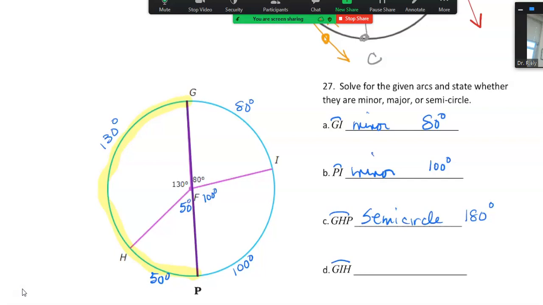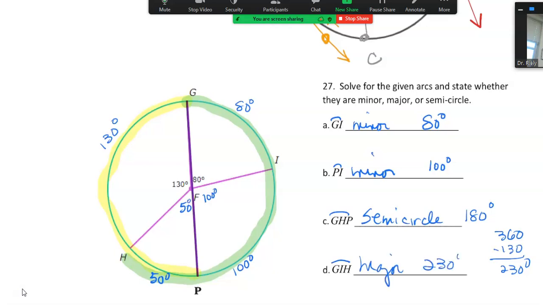So that makes this, well, let's look. I'm going to change my highlighting color to green, and GIH, where does that go? GIH. So that's everything but the 130. So what I can do is I can say 360 minus the 130 that's not included gives me 230 degrees. It's a major arc, and it's 230 degrees. What else could I have done? If I didn't want to do subtraction and I prefer to do addition, I could have said 80 plus 100 plus 50. And that's going to get me 230 as well. Either way, I get the same answer.